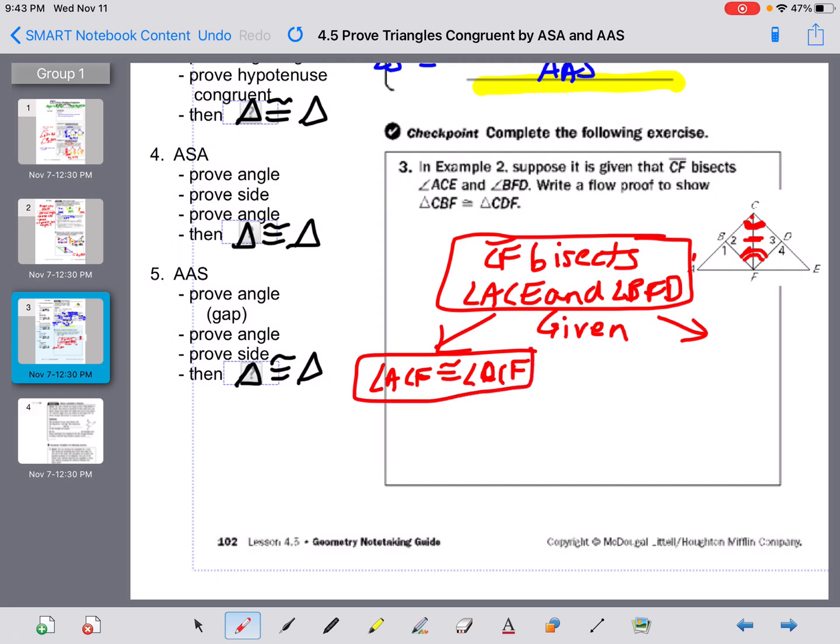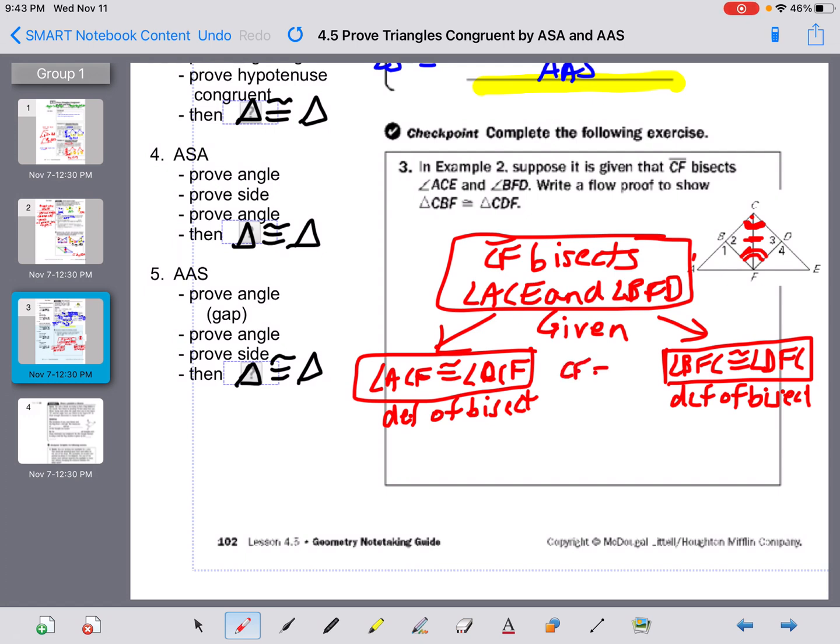And the reason for that was definition of bisect. It gave me a second bubble over here of the bottom angles, BFC congruent to DFC. And the reason was definition of bisect. All right, and what else can we mark? We said right there in the middle, CF congruent to CF. Okay, so I kind of bring that in. Notice I didn't arrow down because I brought that in from the picture, and that's from reflexive.